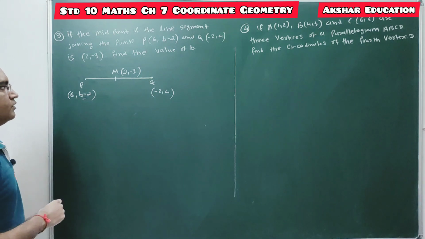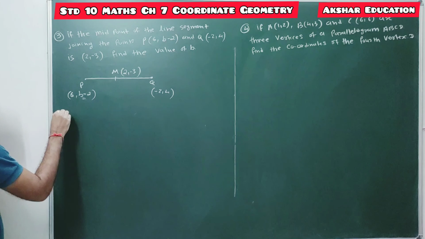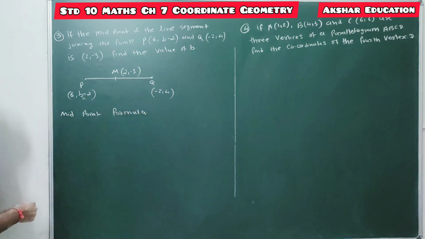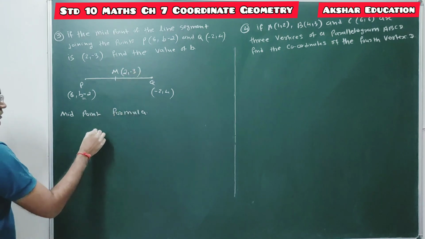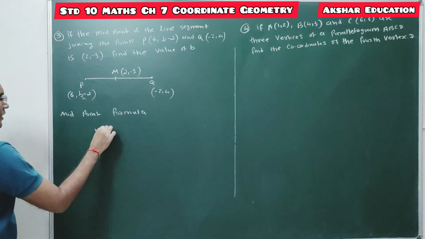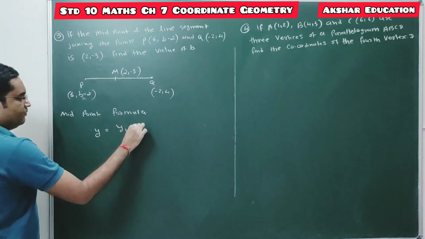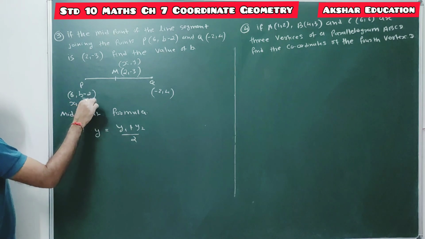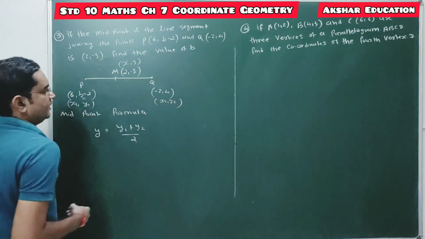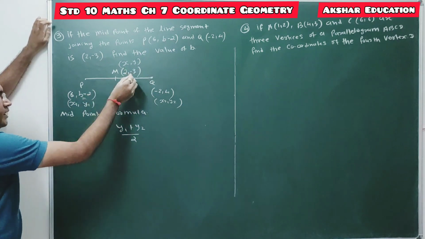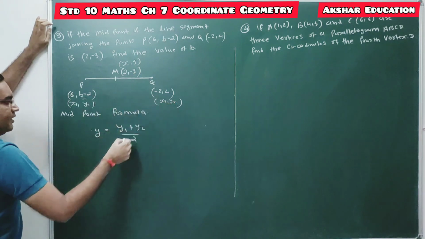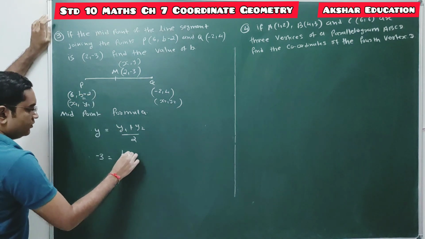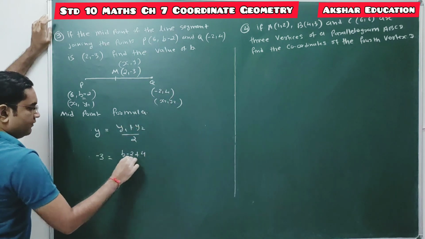It's a y coordinate. So the midpoint formula. M is the midpoint. So here, according to the y coordinate, we write it as y1 plus y2 by 2. This is the value of x, this is the value of y, this is the value of x1 and y1, and these are the values of x2 and y2. So what is the y coordinate? Here you have to find the value of b, so we are considering the y coordinate. So y is y1 plus y2 by 2, y is minus 3, so minus 3 equal to y1 is b minus 2 plus y2 is 4, divided by 2.